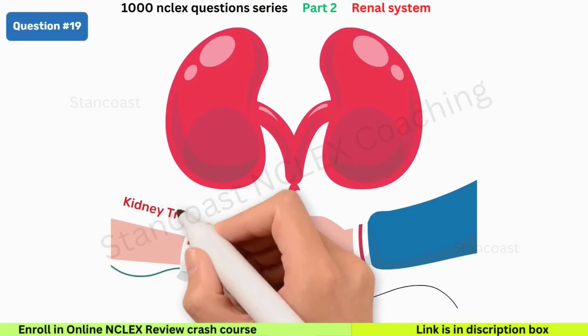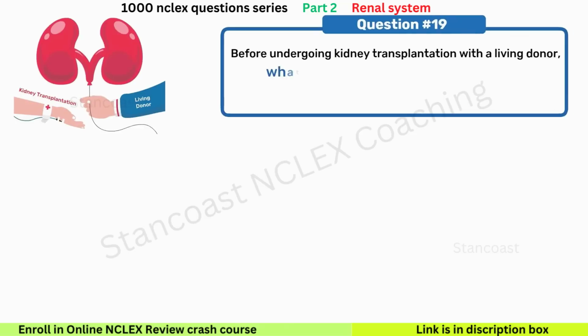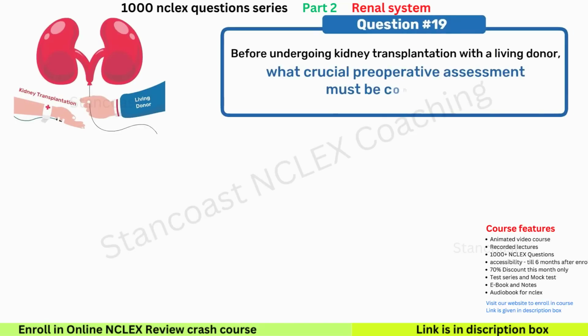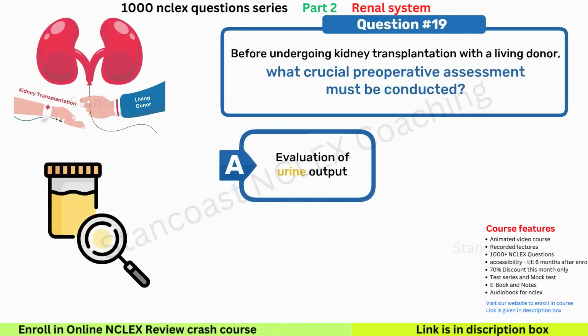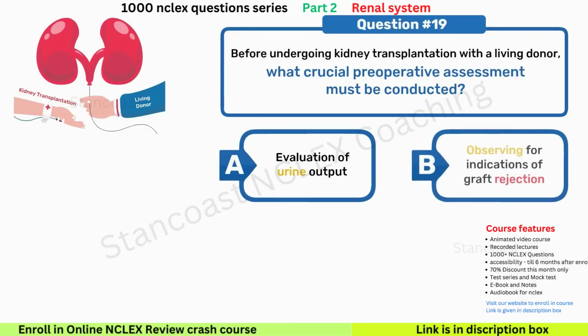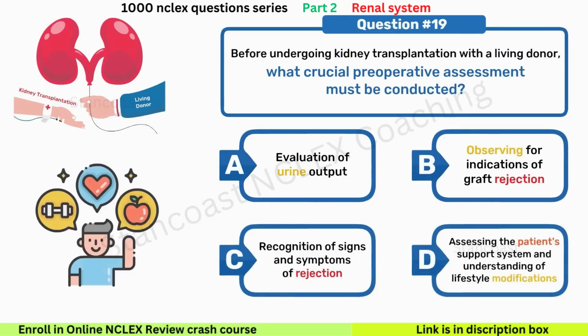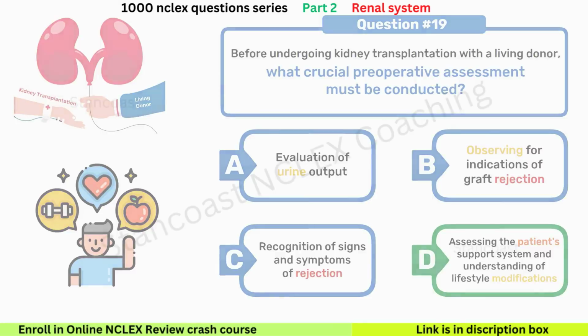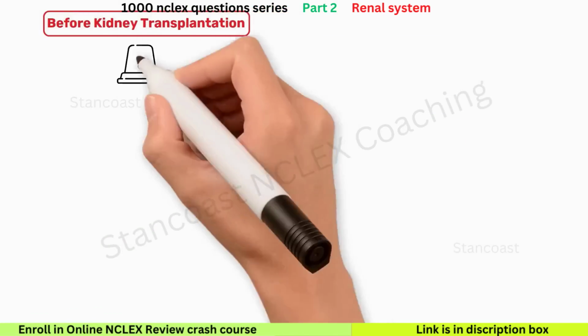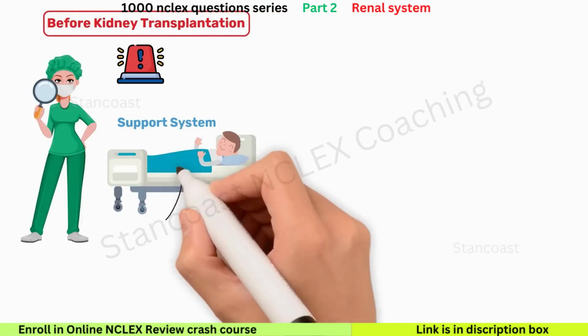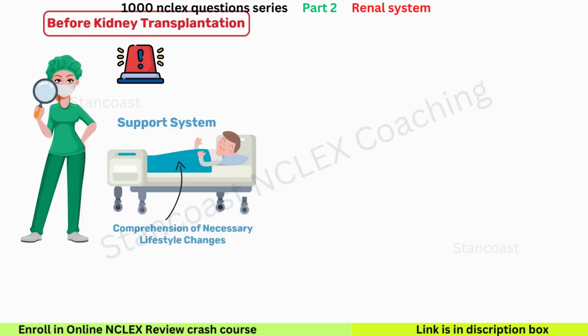Before undergoing kidney transplantation with a living donor, what crucial preoperative assessment must be conducted? A. Evaluation of urine output. B. Observing for indications of graft rejection. C. Recognition of signs and symptoms of rejection. D. Assessing the patient's support system and understanding of lifestyle modifications. Correct answer, D. Assessing the patient's support system and understanding of lifestyle modifications. Before kidney transplantation, it is critical to assess the patient's support system and their comprehension of necessary lifestyle changes.